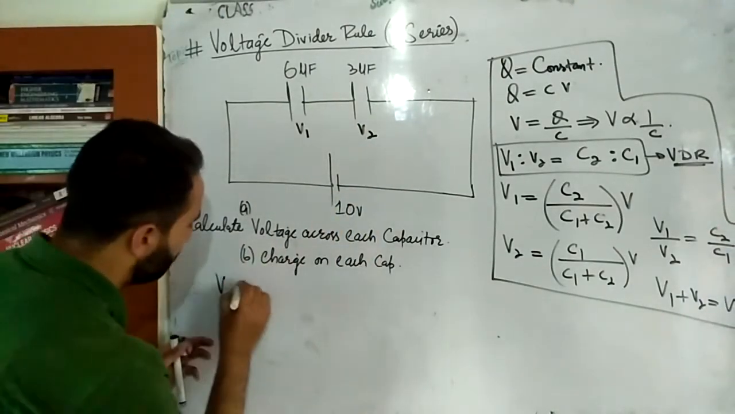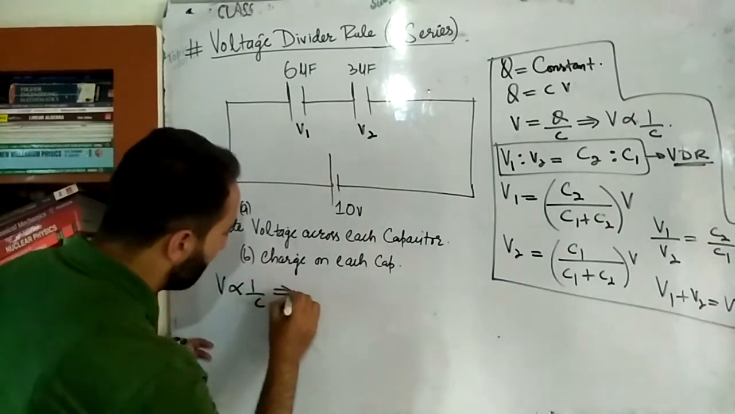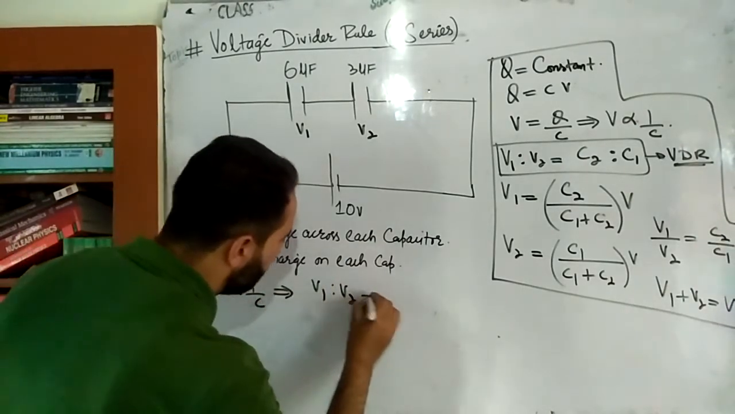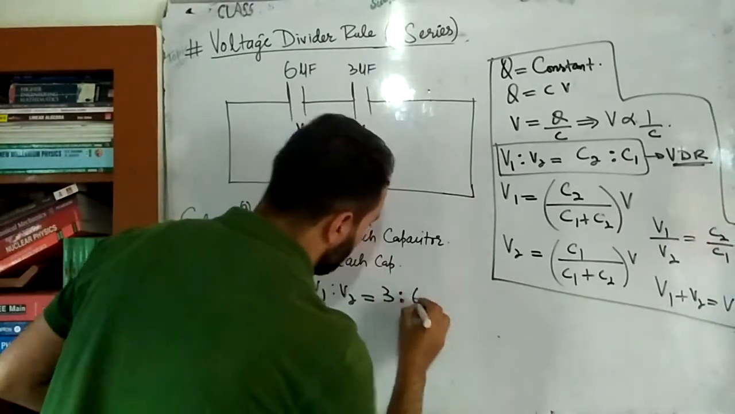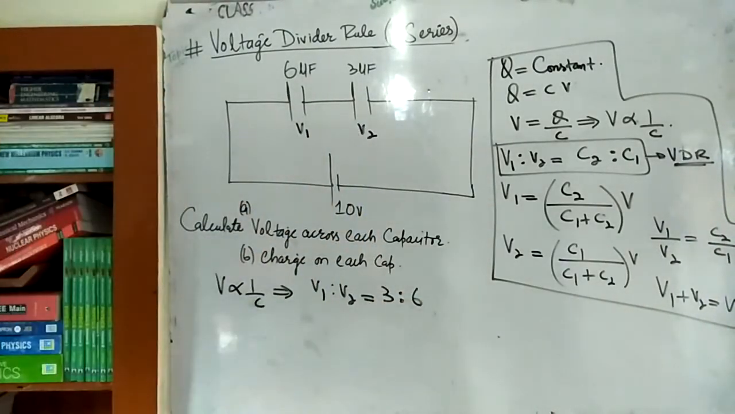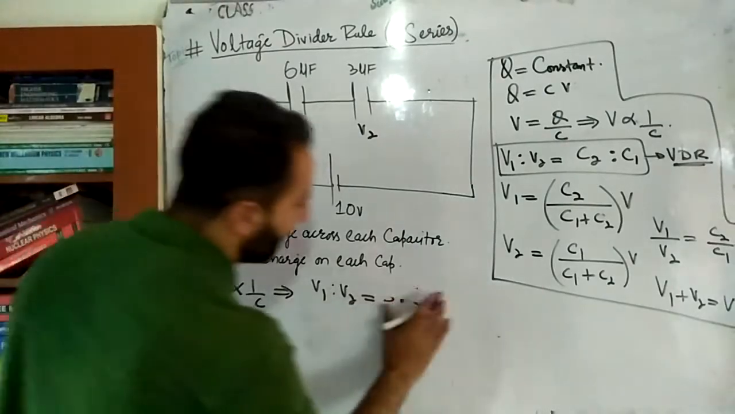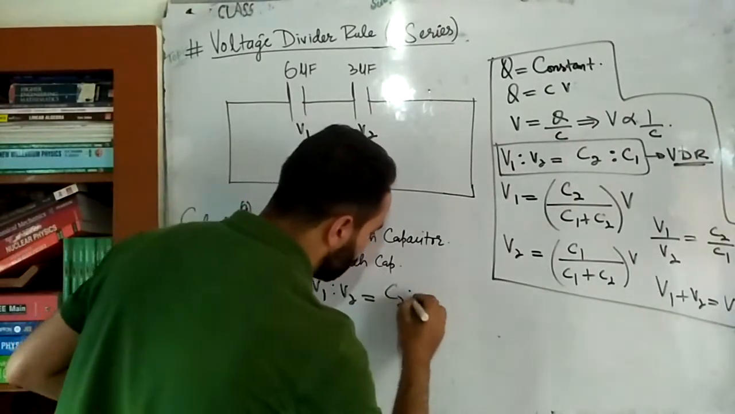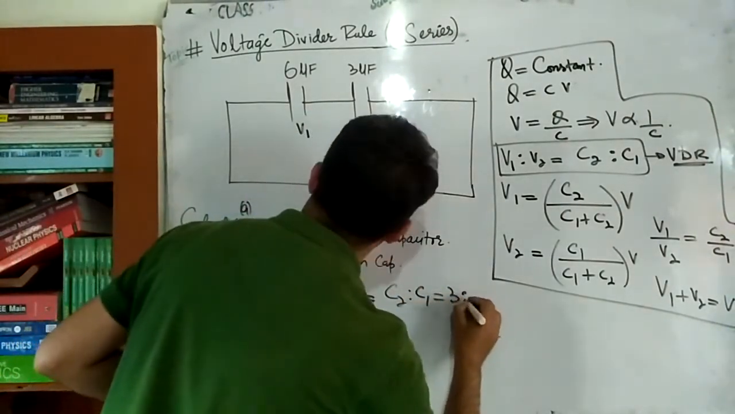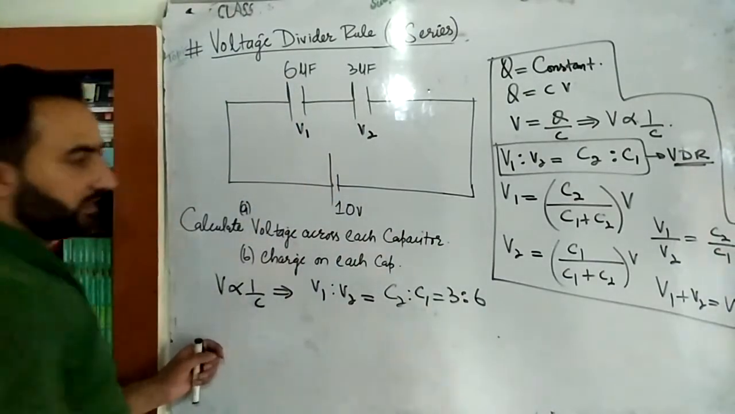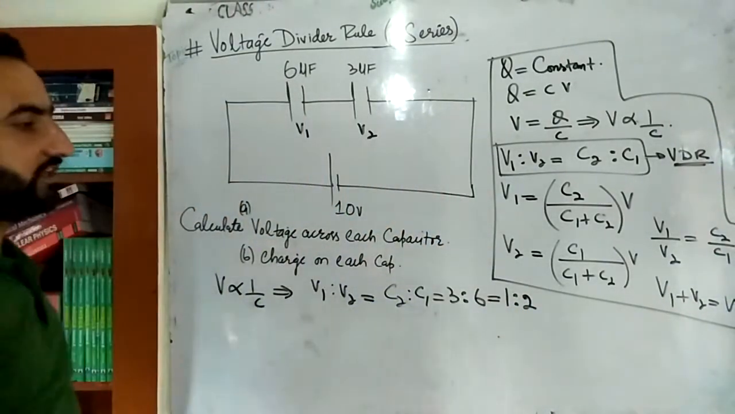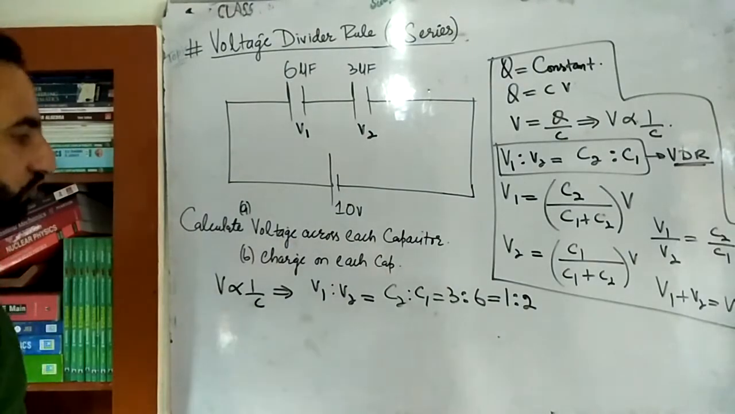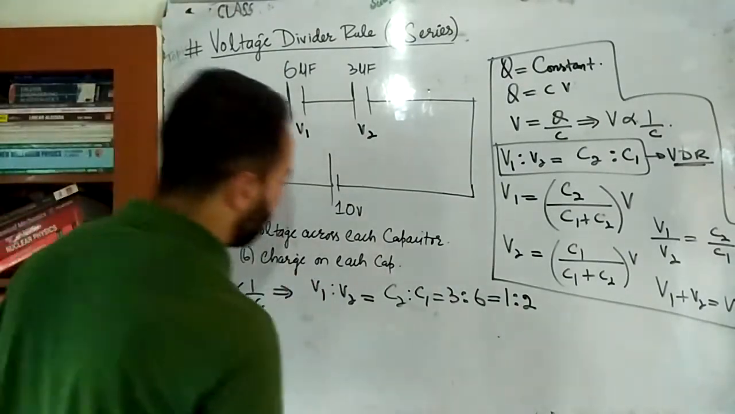That means V is proportional to 1 divided by C, which implies that V1 is to V2 is equal to C2 is to C1, which is equal to 3 is to 6. Or in turn equal to 1 is to 2. 3 1s are 3, 3 2s are 6, so it will be 1 is to 2, 1 by 2. Okay, now I have to calculate V1.